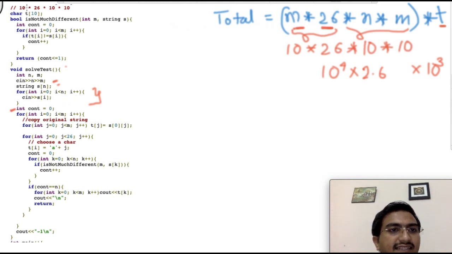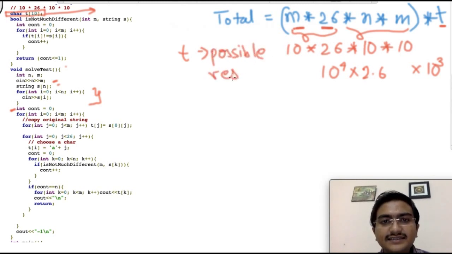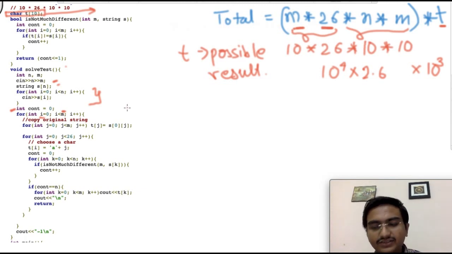And then basically what I did, I kept one possible answer, that is t of 10. The maximum length of answer is 10 because it was given that m can be at max 10. So t is nothing but my possible result, right? Now what I'm doing is choosing a position from 0 to m where I will be replacing the character.